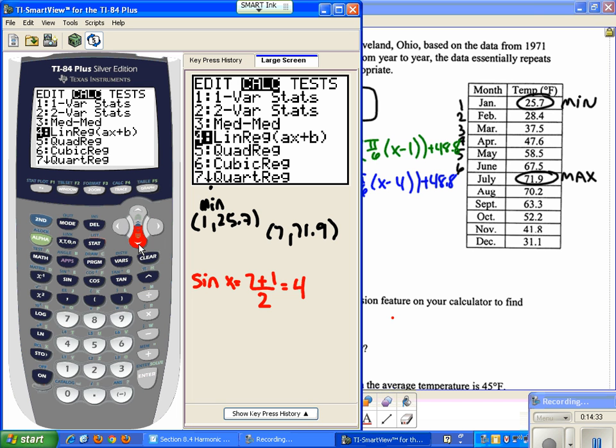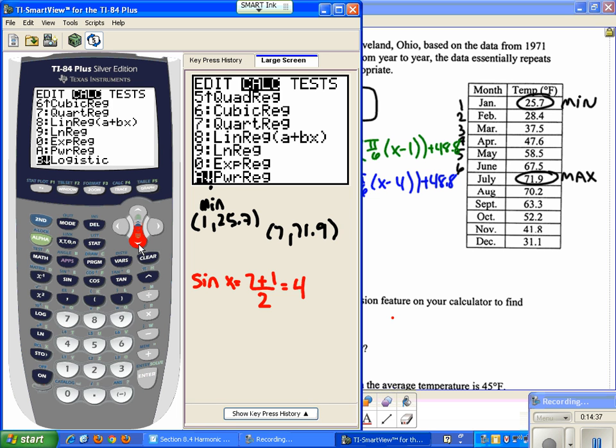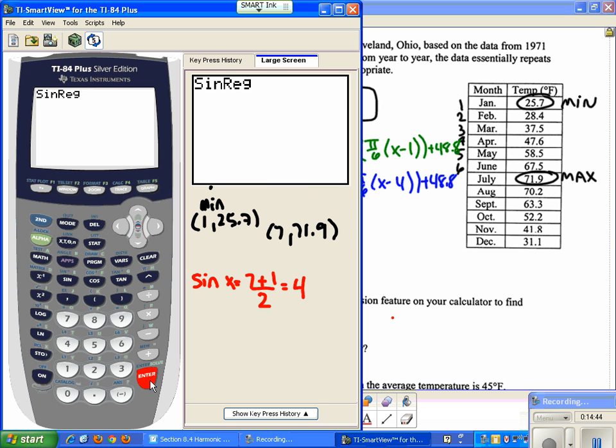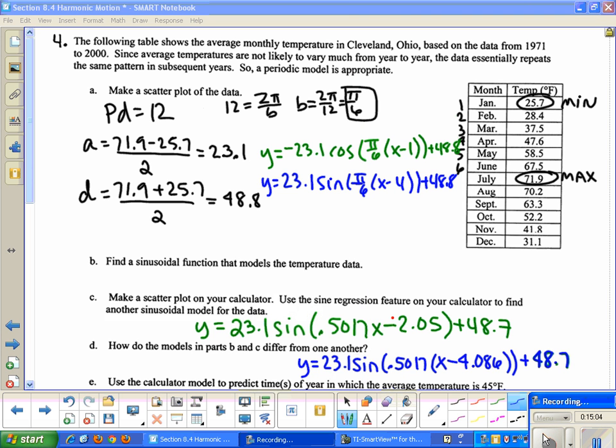And if you go all the way down to right here, it says sine regression. So if I hit enter and then I hit enter, it's going to come up with the equation that I just did. And notice that when they do this equation for your calculator, they're not factoring out that b value, they're leaving it in. So our phase shift looks a little bit different. So I'm going to write this equation down so that we have it over here.